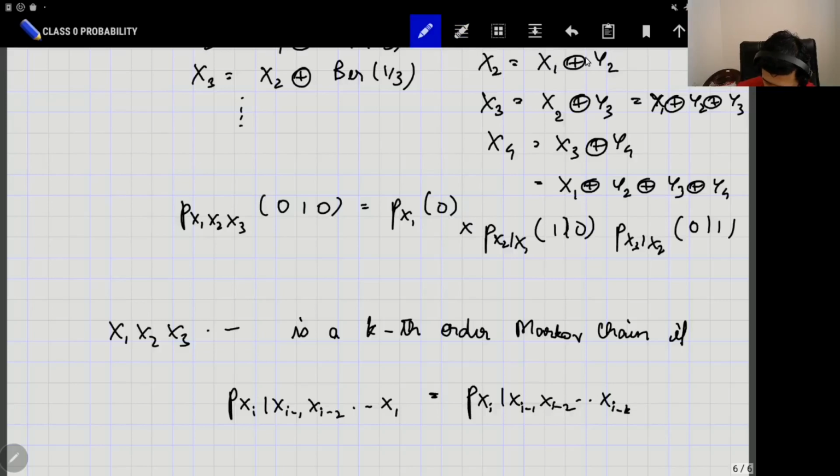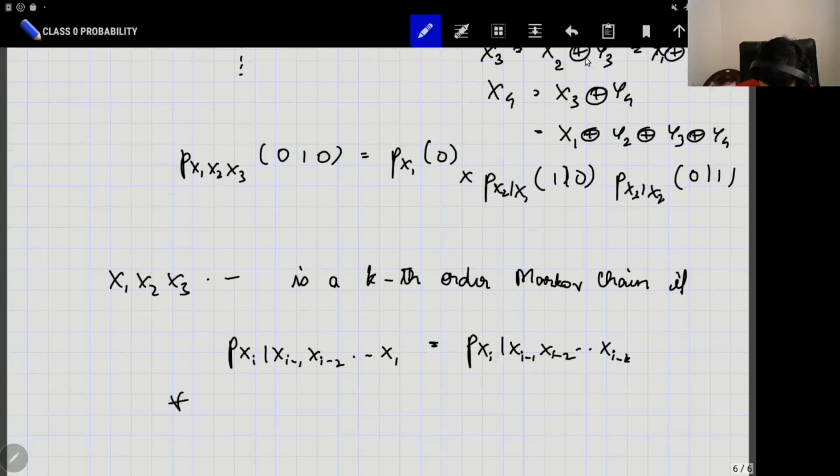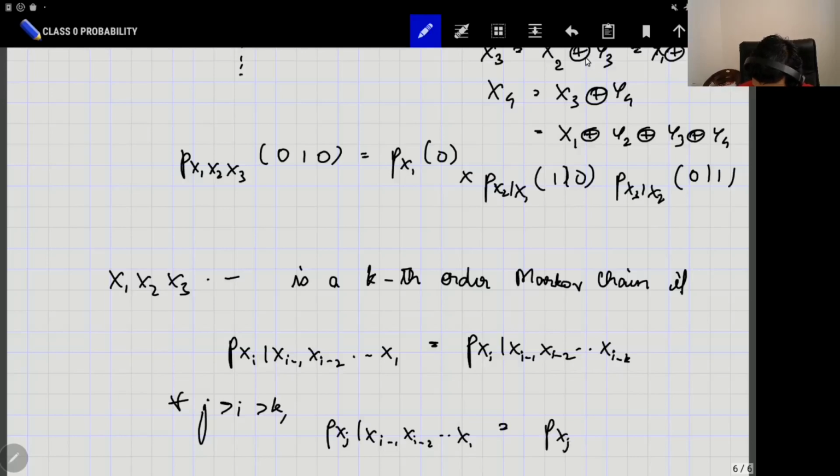A consequence of this is that for all j greater than i greater than k, p of xj given xi minus 1, xi minus 2 all the way up to x1 is the same as p of xj given xi minus 1 up to xi minus k. So when k is equal to 1, you get a first order Markov chain. What happens when k is equal to 0? Think about that.